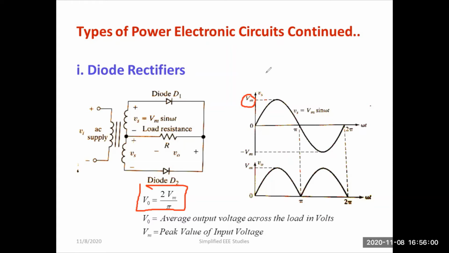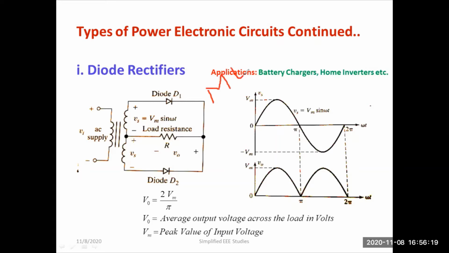Now let us discuss the various applications of diode rectifiers. Why are diode rectifiers employed? The main applications are given below: battery charger circuits, then home inverters. These are the major applications of diode rectifiers. Here we are going to use power diodes, some power diode like MUR1560. This kind of diode can be used, so that will be most convenient. MUR1560. You can download the data sheet and check it out. So this is regarding the diode rectifier.